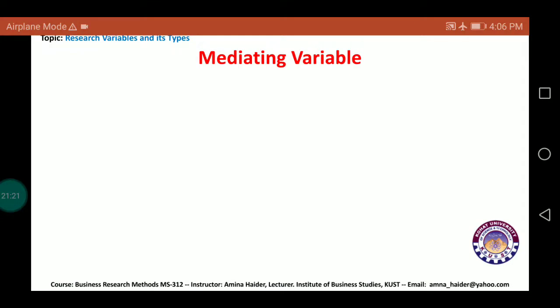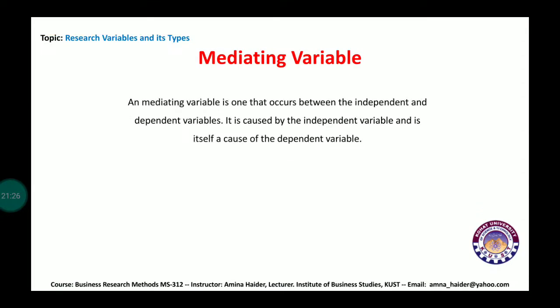So moving towards the mediating variable. A mediating variable is one that occurs between the dependent and independent variable. It is caused by the independent variable and is itself a cause of the dependent variable. In simple words, a mediating variable is actually the middleman between the independent and dependent variable. So it explains the relationship between the dependent and independent variable.